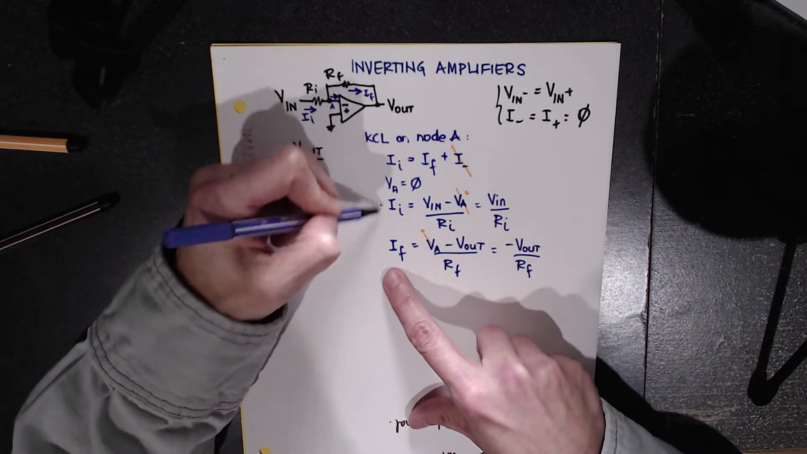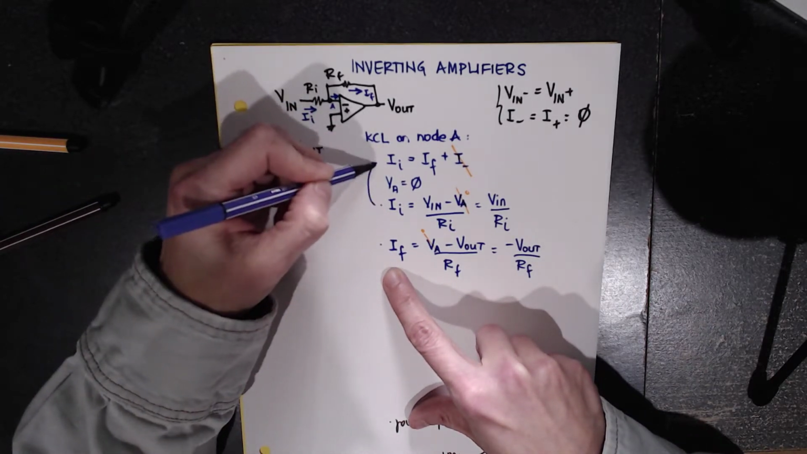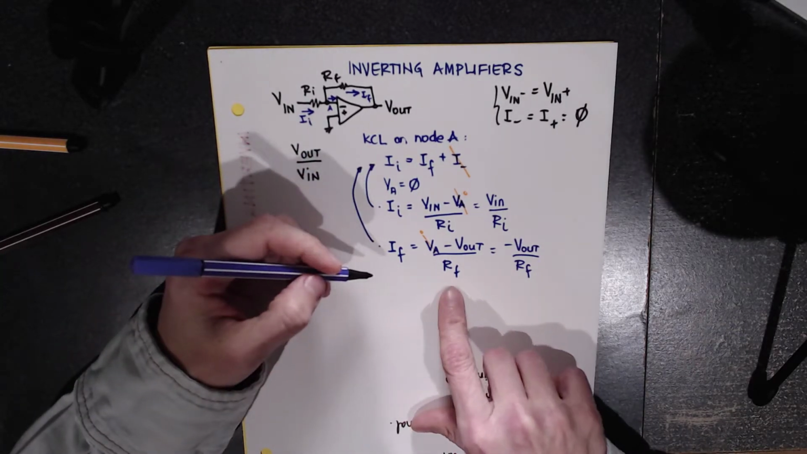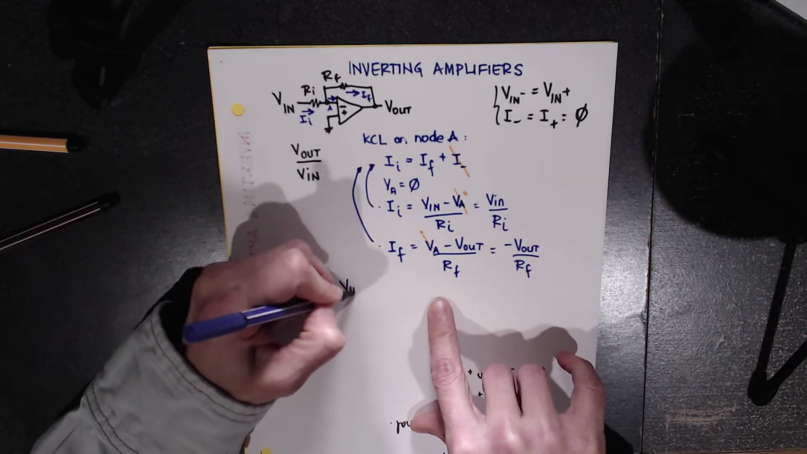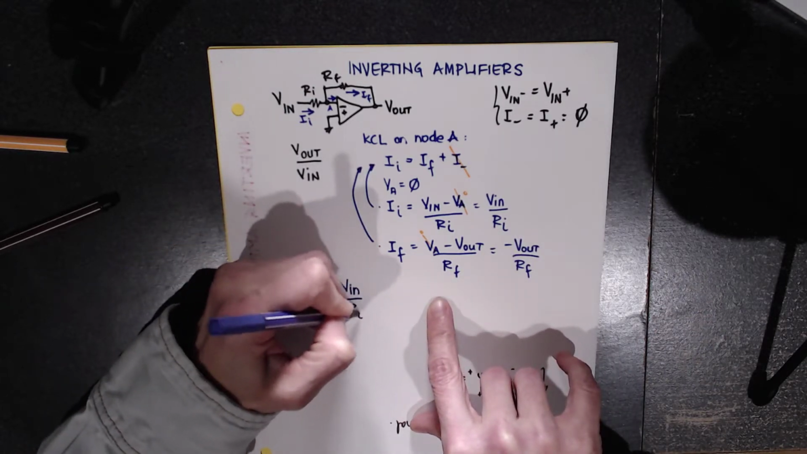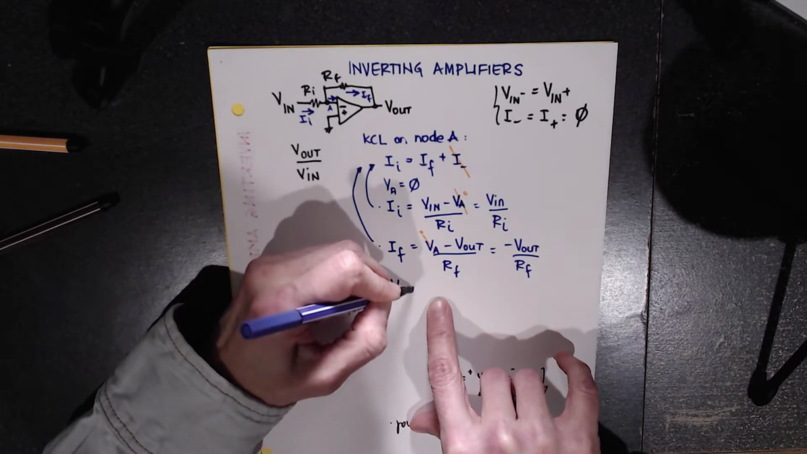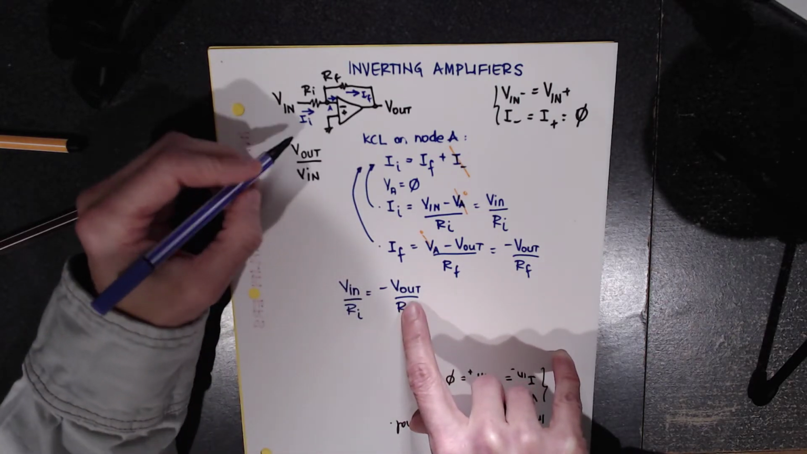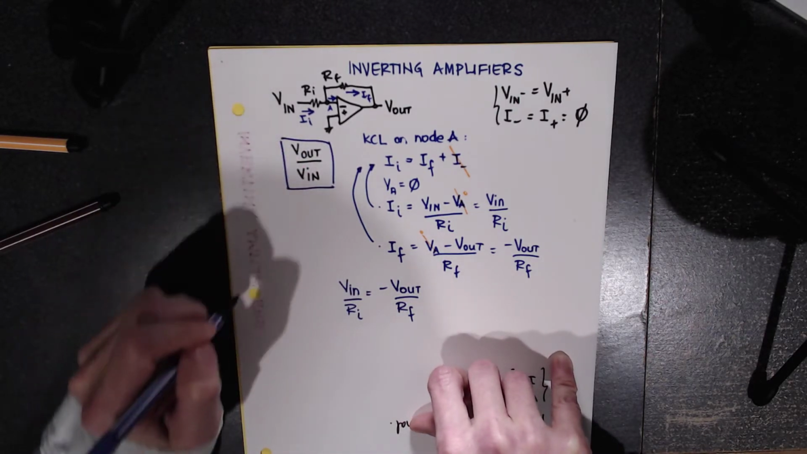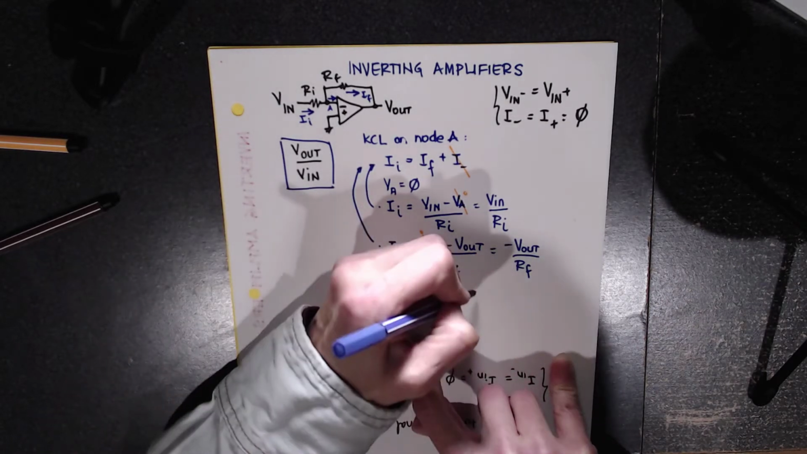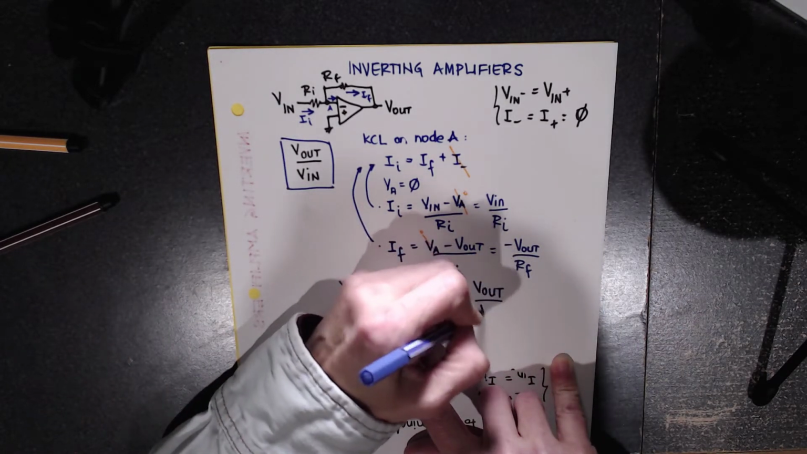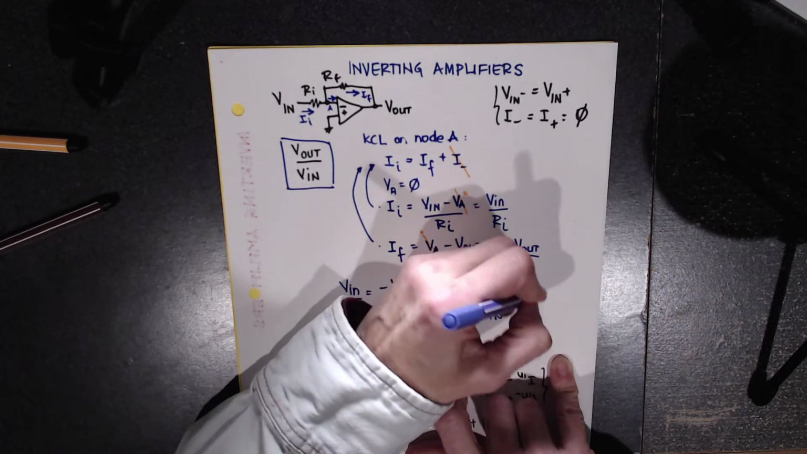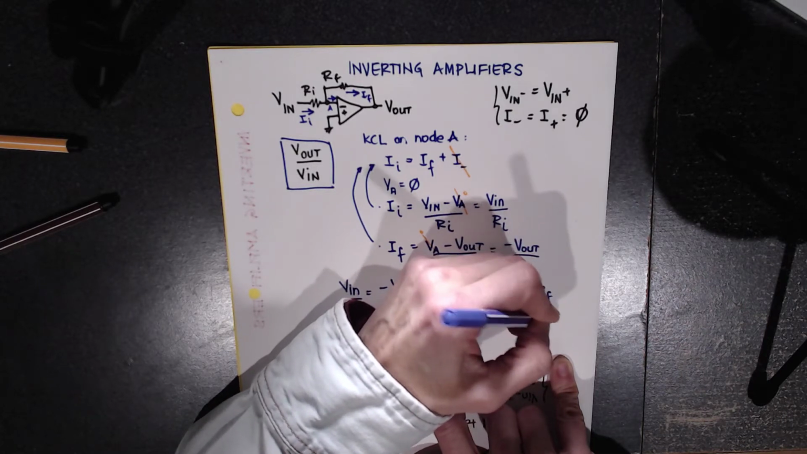And I'm going to use these two Ohm's law equations in that first KCL so that Vin over RI equals minus Vout over RF. But now from here, obviously I want to get to the gain. So from here I can write Vout over Vin equals minus RF over RI.